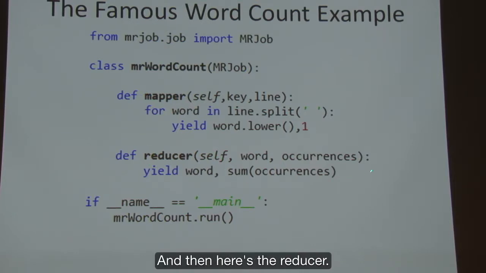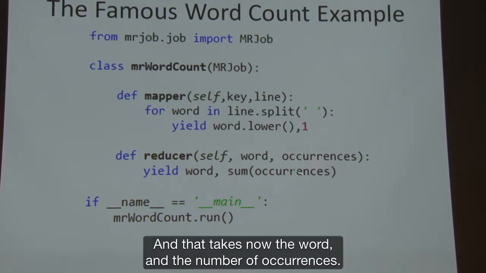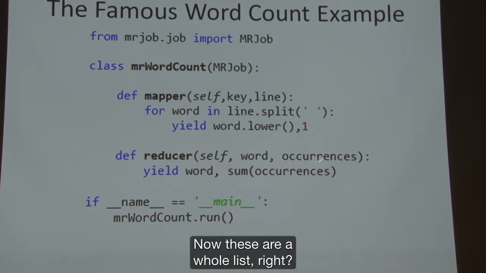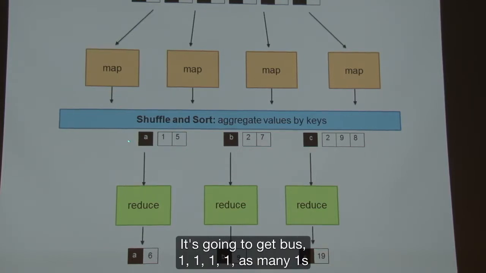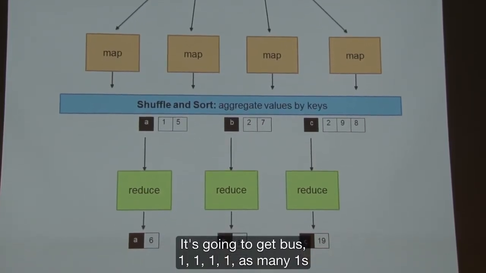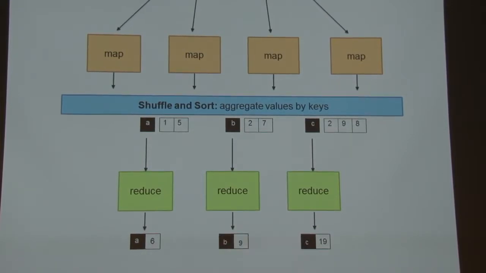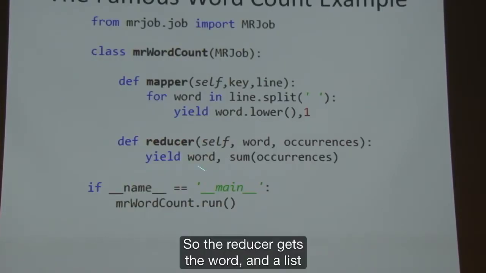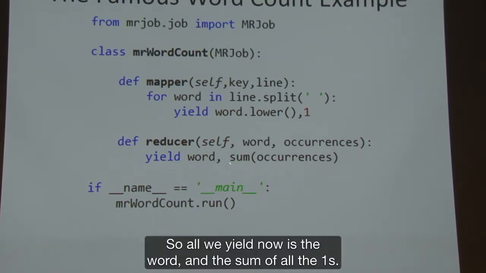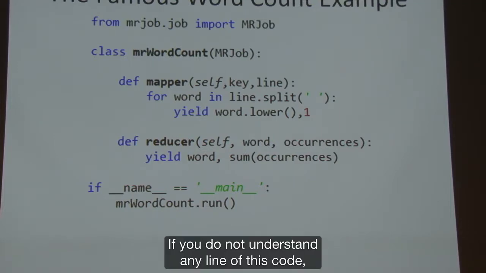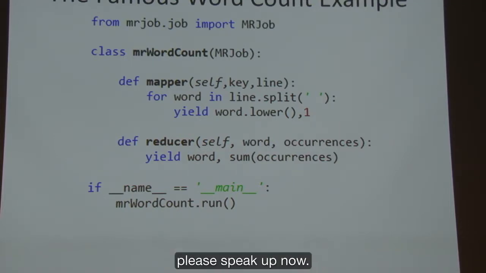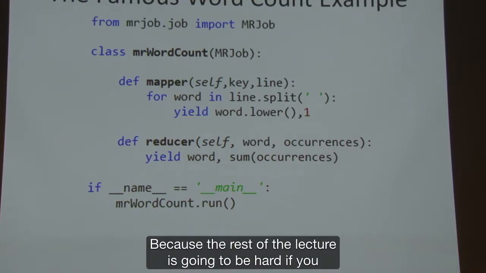And then here's the reducer, and that takes now the word and the number of occurrences. Now these are a whole list, right? Now we're down here. The reducer already gets a list here. It's going to get bus, 1, 1, 1, 1, as many ones as there is the word bus in the text. So the reducer gets the word and a list with all the occurrences. So all we yield now is the word and the sum of all the ones. And we have counted the words. If you do not understand any line of this code, please speak up now, because the rest of the lecture is going to be hard if you don't.